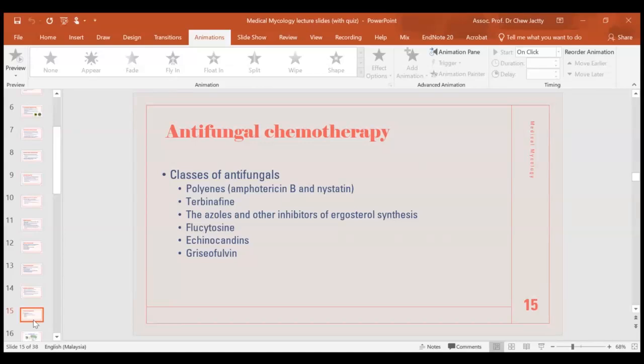For those of you who are in the morning tutorial, I'll mention very quickly. Polyenes, which include amphotericin B and nystatin, are one group. Terbinafine and also azoles. These 3 groups of antifungals, polyenes, terbinafine, and azoles, affect the ergosterol, whether they bind to the ergosterol or inhibit ergosterol synthesis. We also have flucytosine, echinocandins, and griseofulvin. So only 6 classes of antifungal.